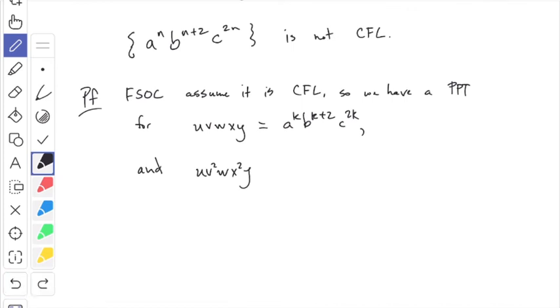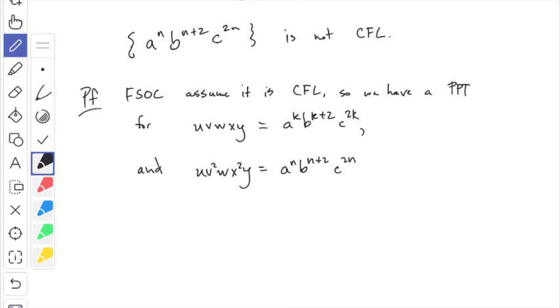Maybe I'll write it out. A to the n, b to the n plus 2, c to the 2n, where n and k might be different, all right? This is a somewhat condensed version of all the same stuff that I wrote in the first example we did. It has a pumping parse tree for some big string, and you have to write it out, u, v, w, x, y. It looks overly complicated, but this is as simple as it gets, unfortunately. All right?